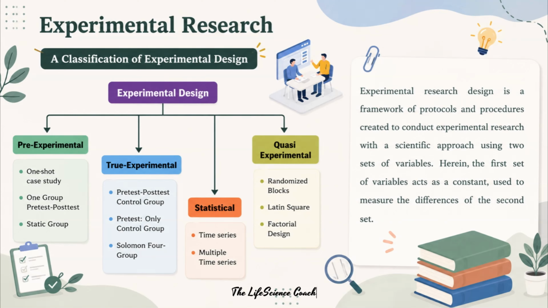Another category is statistical experimental design, where researchers use statistical techniques such as time series analysis to study patterns and changes over time. Experimental research is widely used in science, medicine, psychology, education, and social sciences to test hypotheses and discover cause and effect relationships. In simple words, experimental research helps researchers scientifically test ideas, compare outcomes, and understand how different factors influence results.